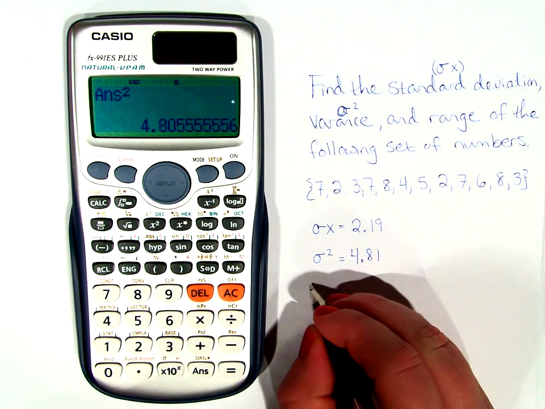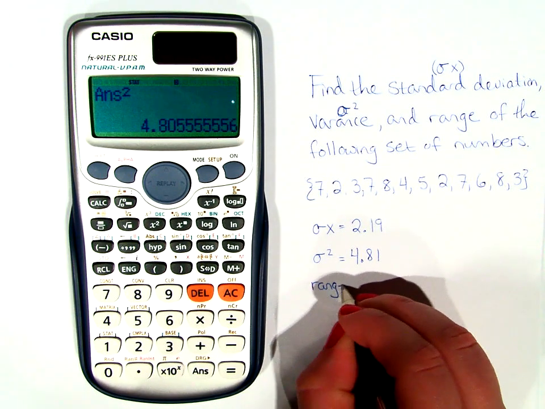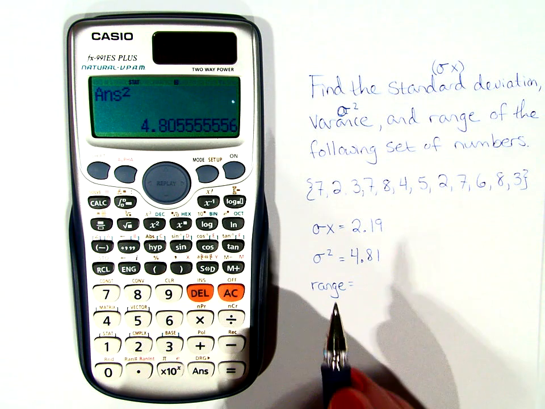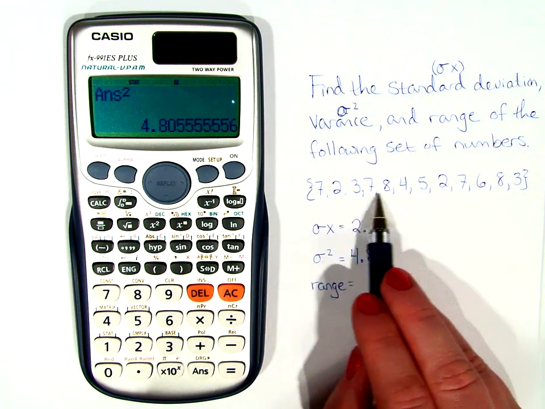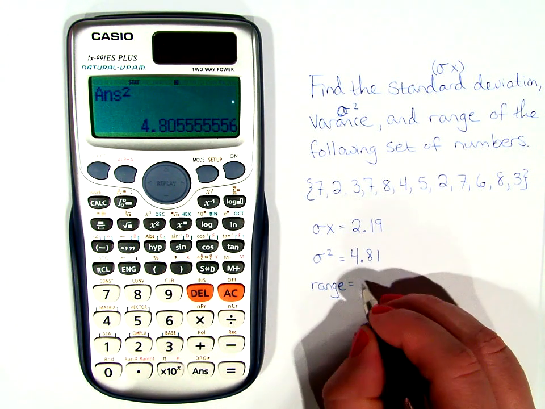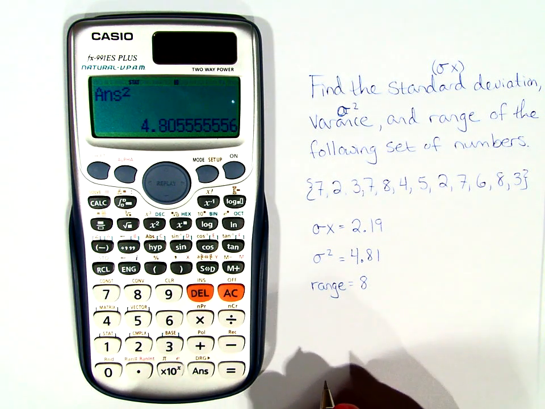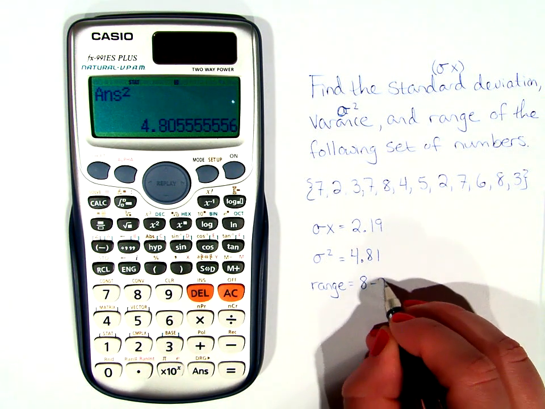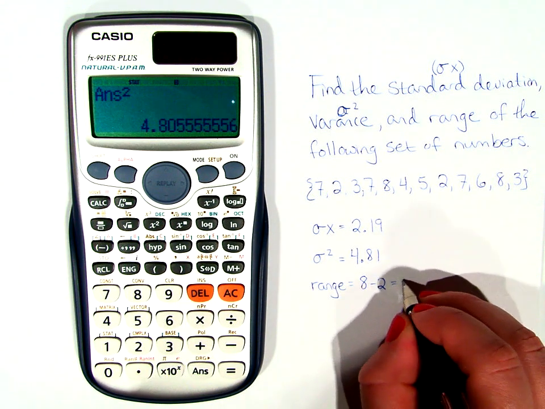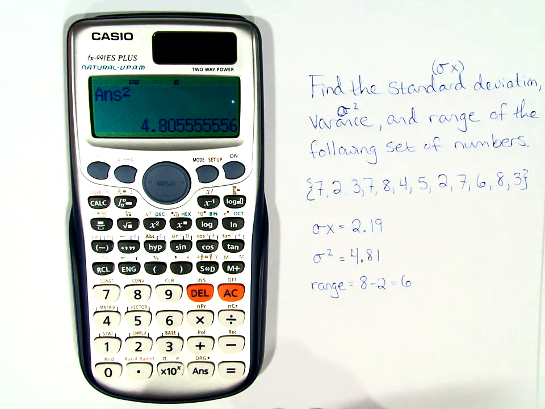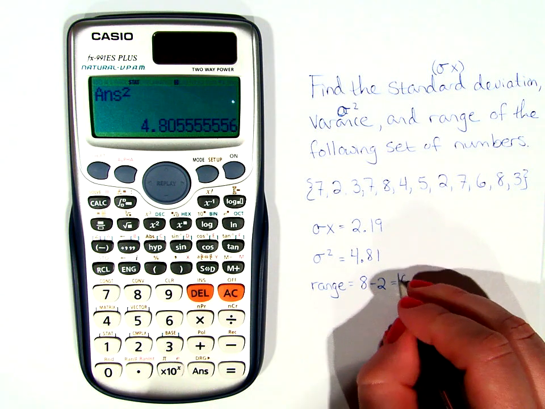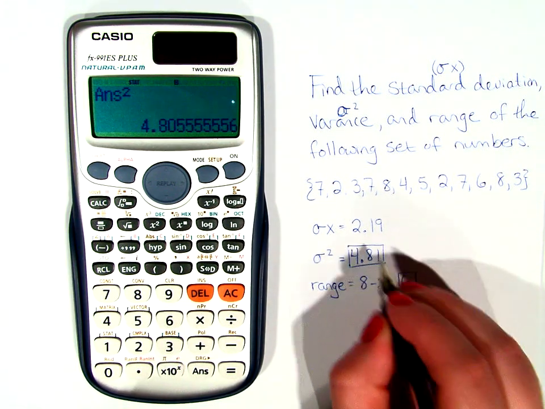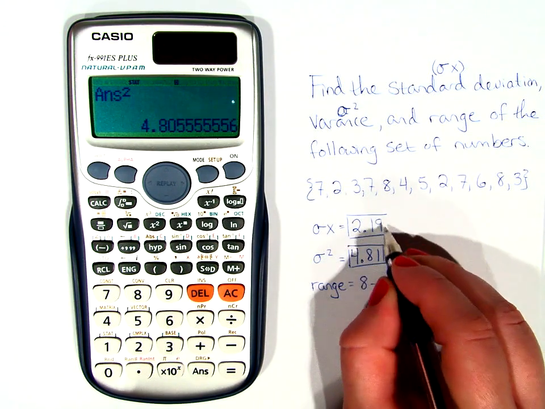To find the range, all you need to do is take the largest number, in our case 8, and subtract the smallest number, in our case 2. And it tells me that my range is 6. So this is how you find the range, the variance, and the standard deviation.